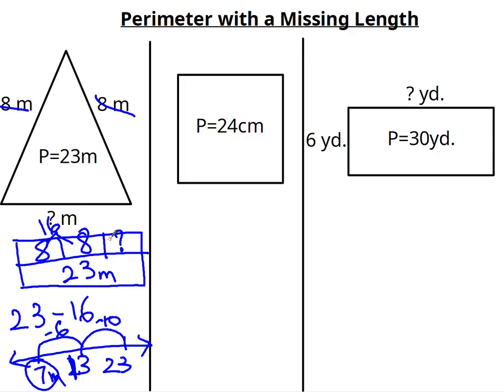To prove you did it correctly, you can add up these 3 numbers: 8 plus 8 plus 7 meters. 8 plus 7 is 15, and 15 plus 8 equals 23. So your answer is correct.